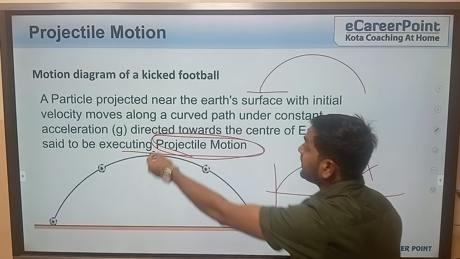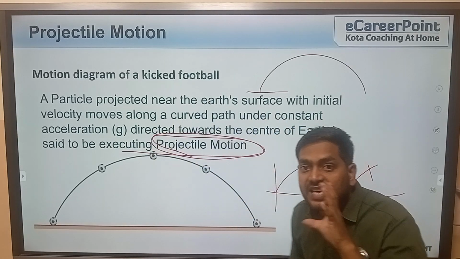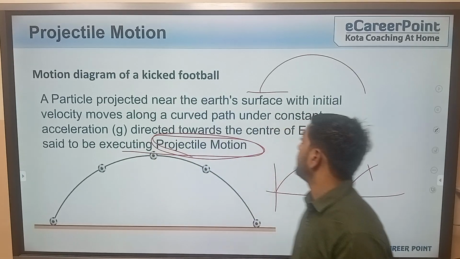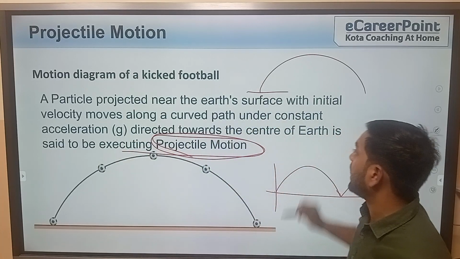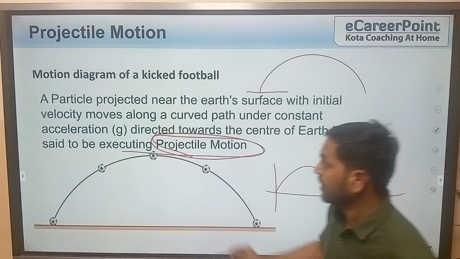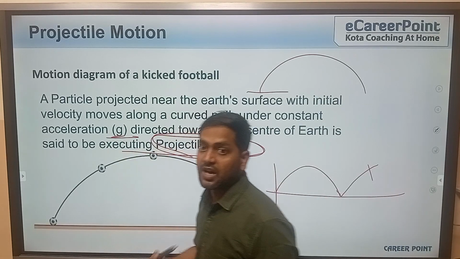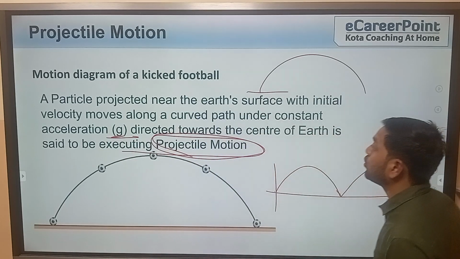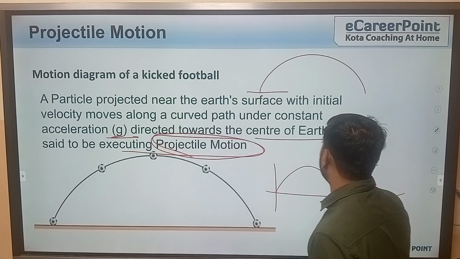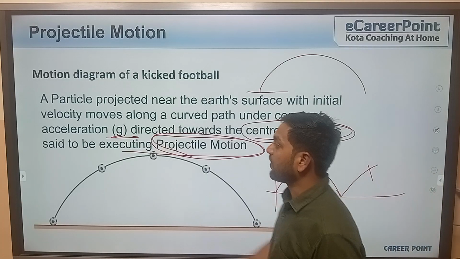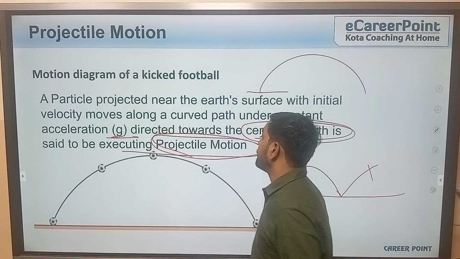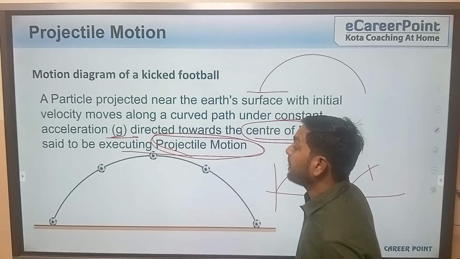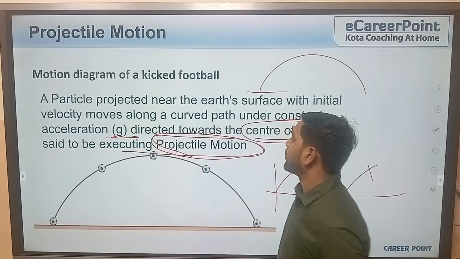So a particle projected near the earth's surface with certain initial velocity moves along a curved path under constant acceleration. Here we have discussed the constant acceleration, directed towards the center of the earth. It is said to be executing, sorry, projectile motion.